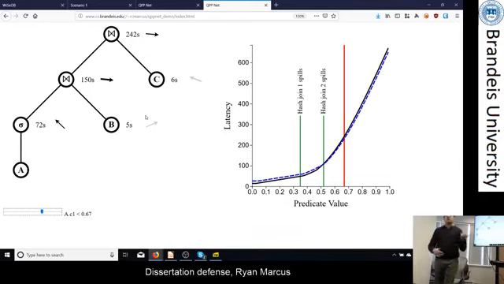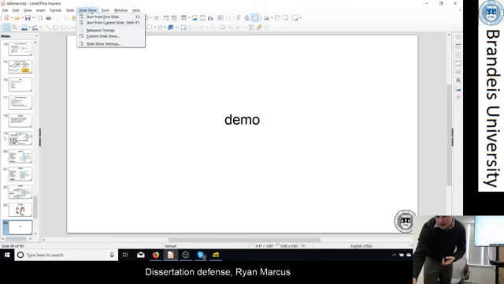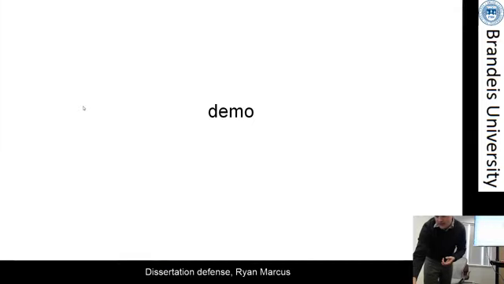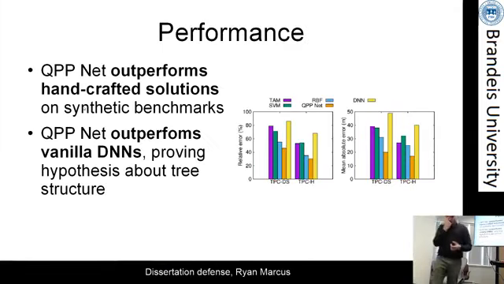So if we now have a couple graphs, I know we're running out of time. I promise we're almost done. We did a big old analytic study of this, and you can find all the details in the dissertation. But what we find consistently is that QPPNet will outperform handcrafted solutions, whether they be operator level, plan level, or hybrid, on synthetic benchmarks as well as on real data. Here I'm showing TPC-DS and TPC-H, which are two synthetic benchmarks.